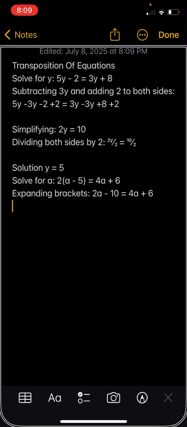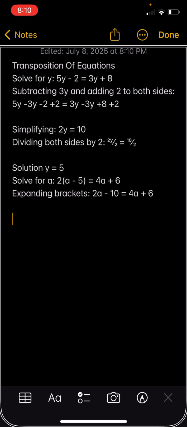Again, we have to make a decision how we're going to deal with the a terms. On the left side we have a 2a term, and on the right side we have a 4a term. We want to move the one with the smaller value onto the side with the larger value in order to prevent having to deal with a negative a. So we have to subtract 2a from both sides. But if we're going to move the a's onto the right, the constant term will have to be moved onto the left. On the right side we have a constant term of positive 6. It means that we will have to subtract 6 from both sides.